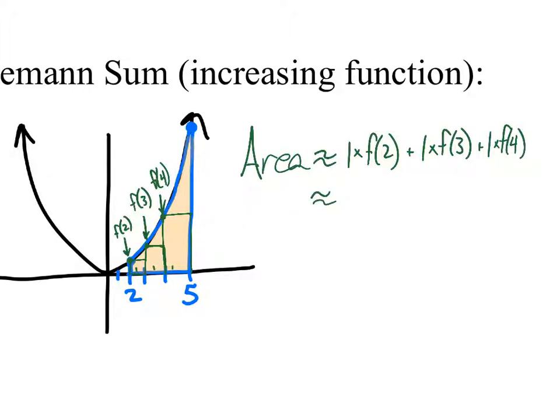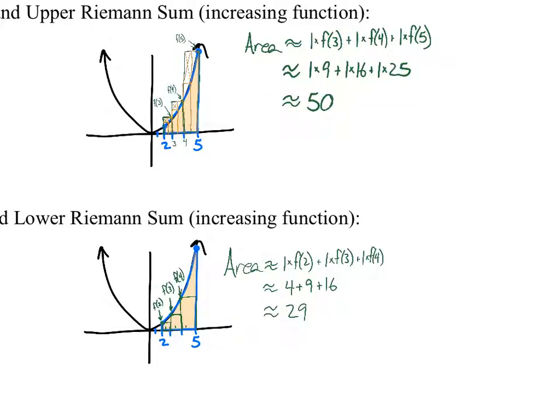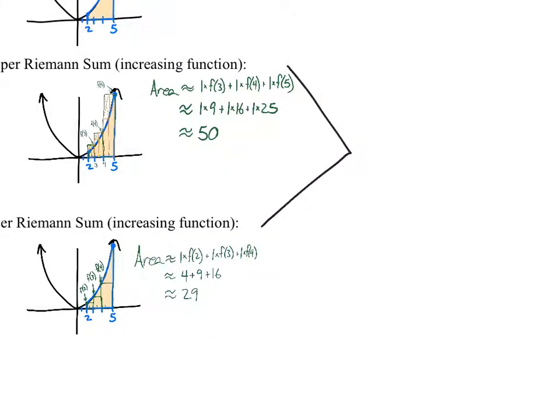So that's going to be approximately 4 plus 9 plus 16, which is 25, and 4, which is 29. So notice here, we got two very different approximations using upper and lower. And actually, if I averaged them, I would get a better approximation. It still would be approximate, but it would be a lot better. And that's actually where we have the middle Riemann sum.